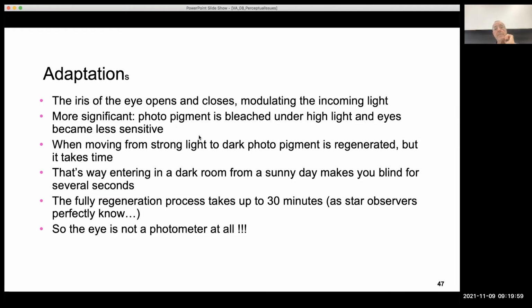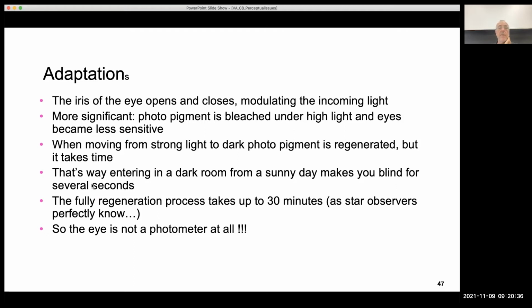But there is another point. We have the rods that are very sensitive to light, even if in black and white, that under high light become less sensitive. Basically, they are bleached under high light. Where cones are working, rods are not working. And if you move from strong light to dark, they are regenerated, but it takes time.